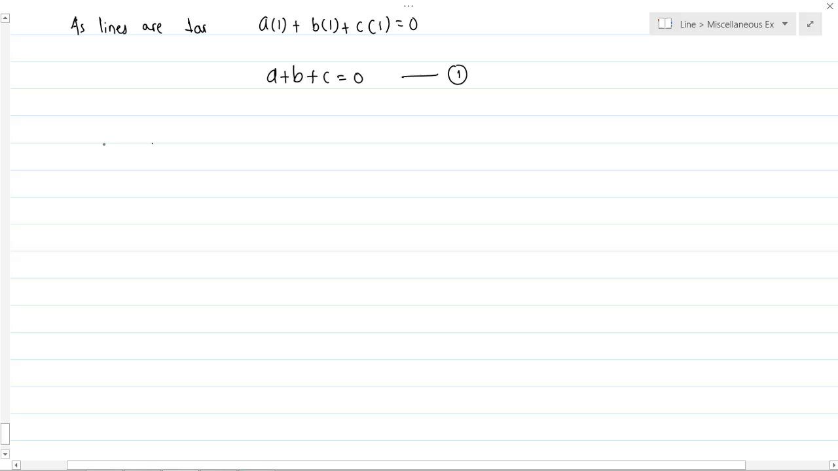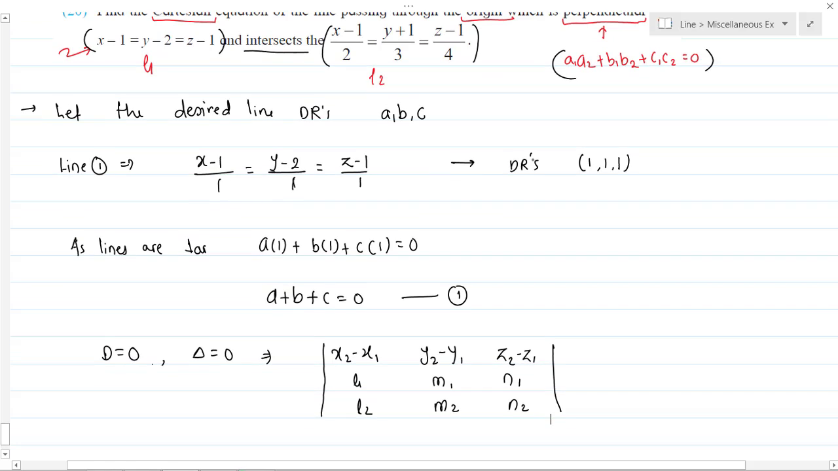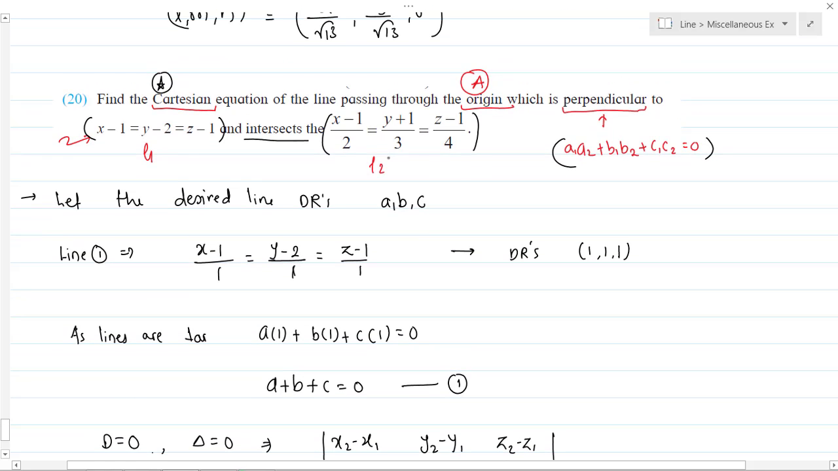So d equals 0 means what? We have delta equals 0. So let me draw the determinant here. We have x2 minus x1, y2 minus y1, and z2 minus z1, then L1, M1, N1, and L2, M2, N2, where x2, y2, and z2 is the point through which the second line is passing.